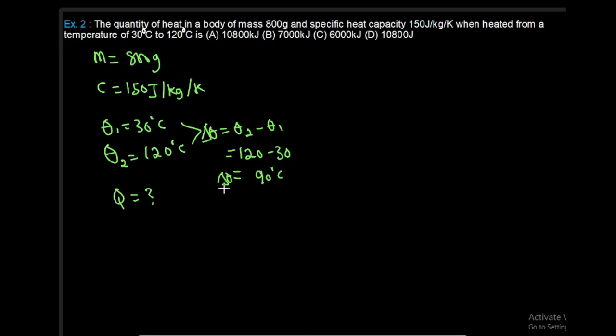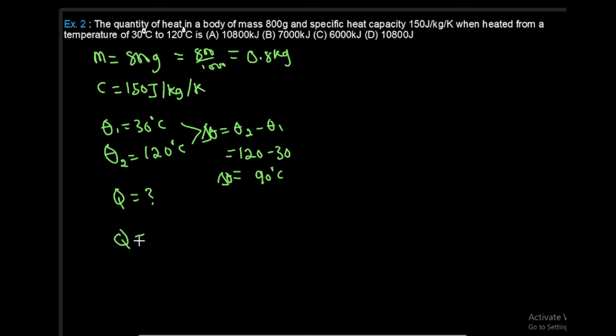Now we go on to solve for Q, but please you need to convert your mass to kilograms. So we have 800 divided by 1000, and that will give us 0.8 kilograms.